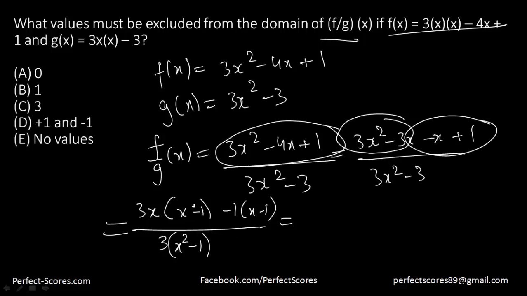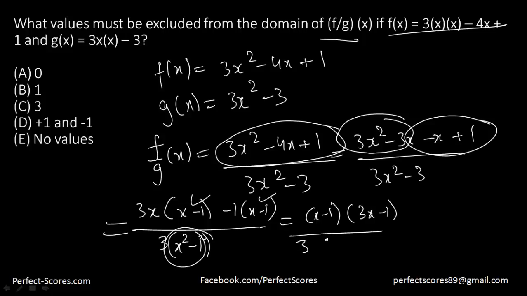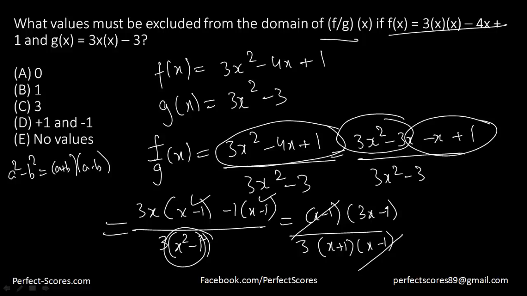This is going to be, I'm going to take x minus 1 out. This is going to be x minus 1 into 3x minus 1 over 3. What is x squared minus 1 squared? That is x plus 1 into x minus 1. Now how did I get that? a squared minus b squared is equal to a plus b into a minus b. So I can clearly see x minus 1 and x minus 1 gets cancelled out.